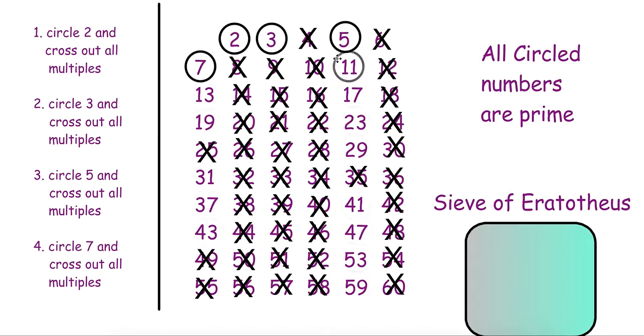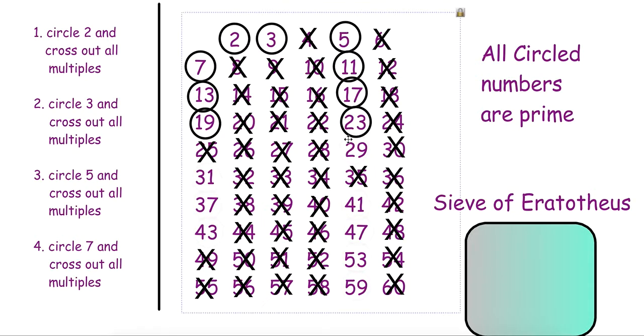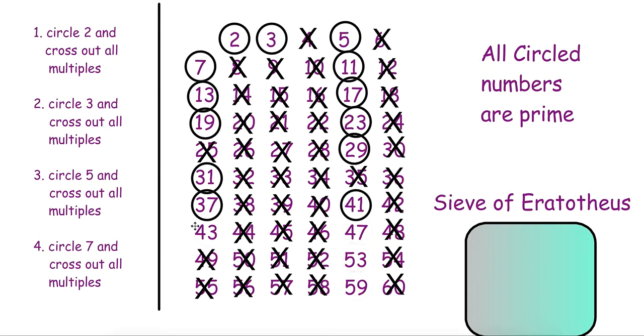So we can go to 11. It hasn't been crossed off yet. When we start crossing off all of its multiples, well, you'll notice they're already crossed out. 11, 22, 33, 44, 55. I want you right now to go circle everything else. And what you should notice is what I have written over here. All the numbers that we have circled are called prime numbers. So all the circled numbers are prime.